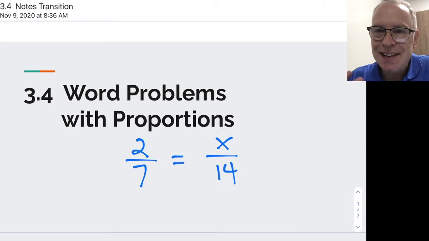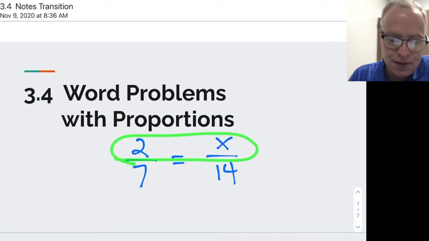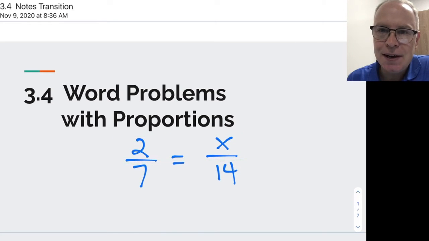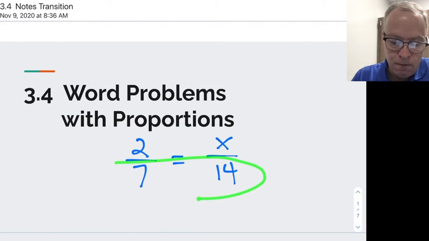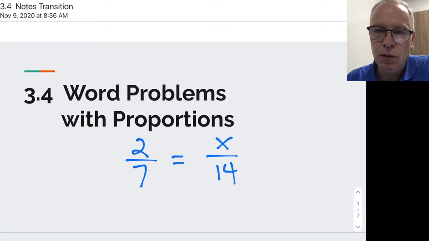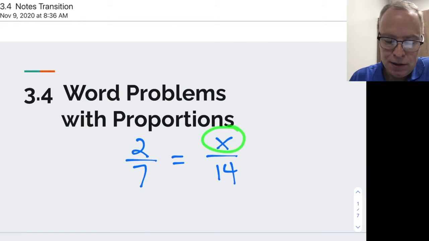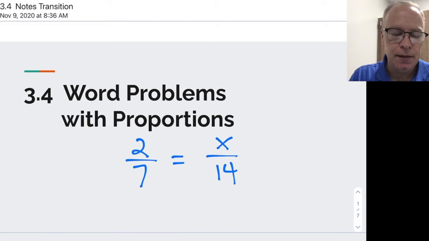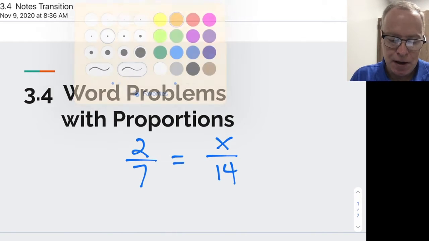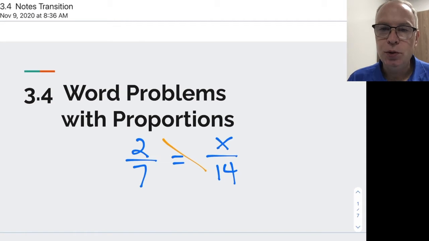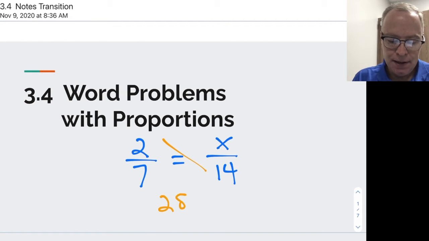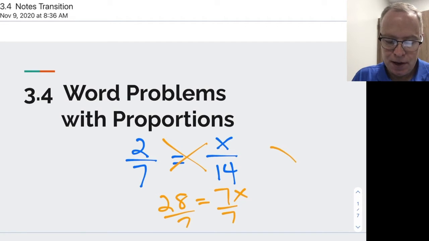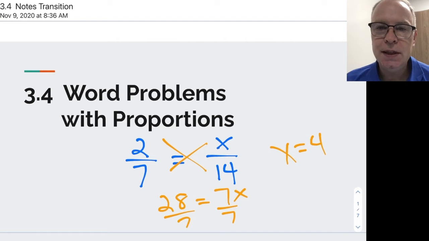In saying it that way, hopefully you get the sense that the 2 and the x are of the same unit, and then 7 and 14 are somehow related, maybe the same unit. So it might be 2 inches is to 7 miles as how many inches is to 14 miles. You might be able to do this problem in your head, and that's fine, but I want to remind you we've talked about cross multiplying here. So you would do 2 times 14, that's 28, equals 7x. So you take 28 divided by 7, and x equals 4 would be the answer here.